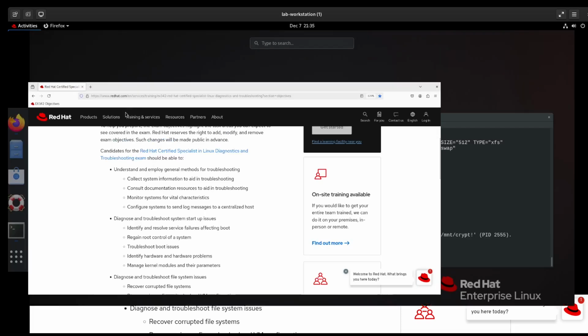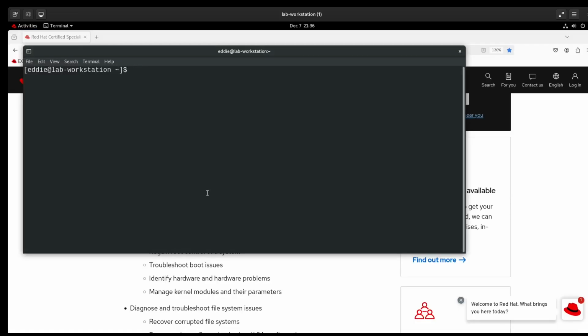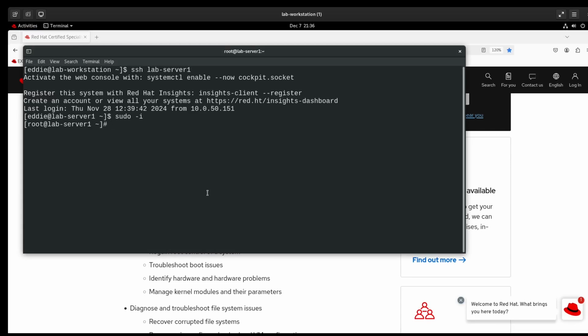So I just want to start a new terminal session. Let's go into, I'll just use lab server 1 for this. What I'm going to do is basically create a problem and see what it looks like and then fix it. The problem with these kind of things for preparing is it's a contrived thing.